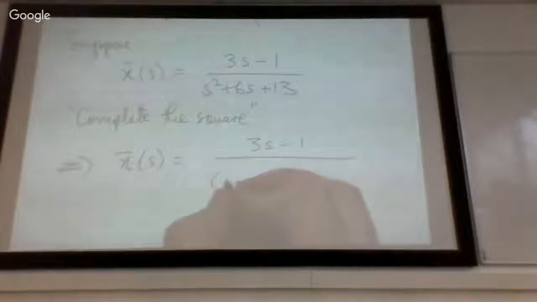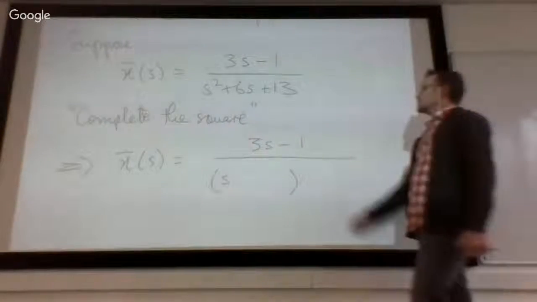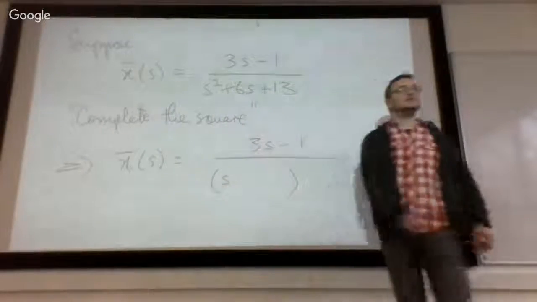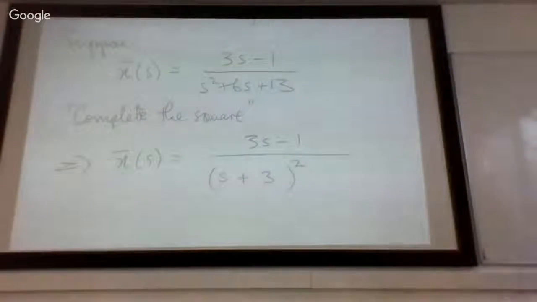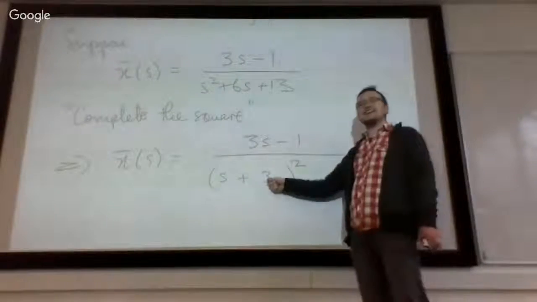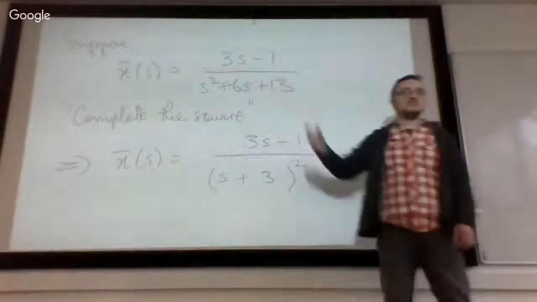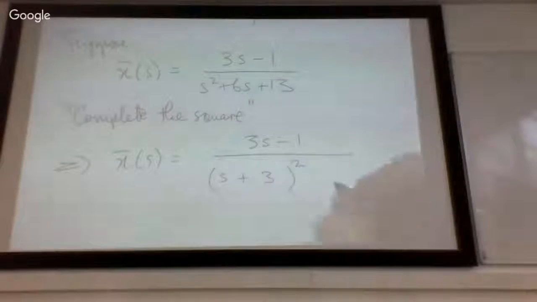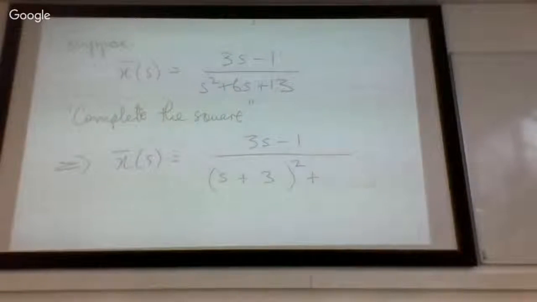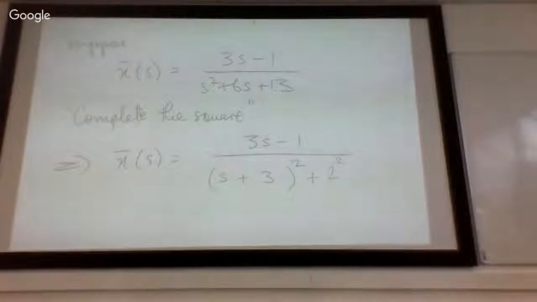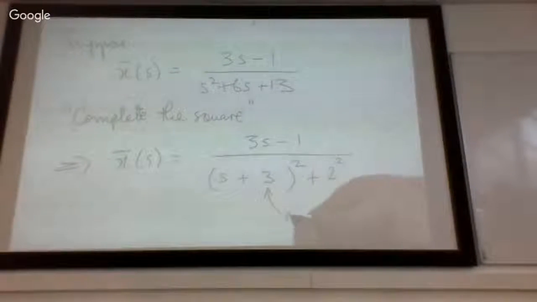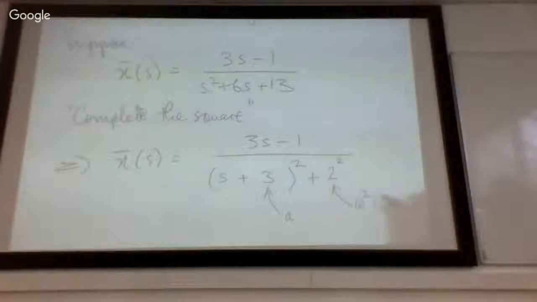You've got s squared there, so it's going to be s. So what do you square in order to get s squared plus 6s? Well, you have to square s plus 3, don't you? If you square s plus 3, you get s squared plus 6s. Of course, you also get a 9, but we want a 13, so we have to adjust it by adding on 4. But when you look at the table, the adjusted constants are always expressed as a square themselves, so we'll write that 4 as 2 squared. So in the notation of the table, this is my a, and this is my omega squared.